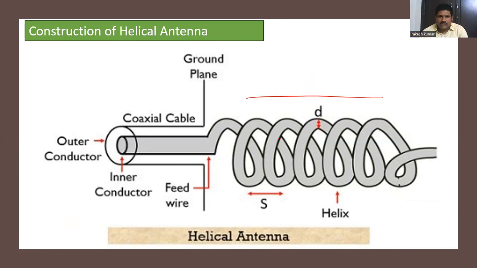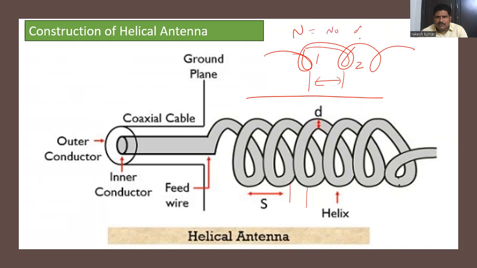So what is this S? It is nothing but the separation. For example, if this is my helix, S is the separation distance between turns. So this is one turn, this is the second turn. Here N is used to represent the number of turns. Some helical antennas may consist of 10 turns, some may consist of 8 turns. Here N indicates the number of turns, and S is the spacing. So this is your helical antenna.